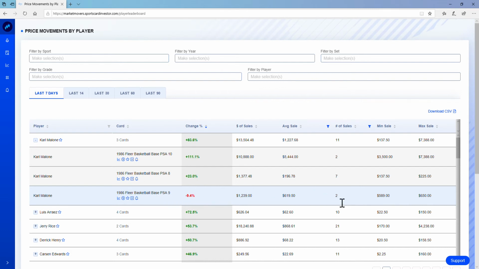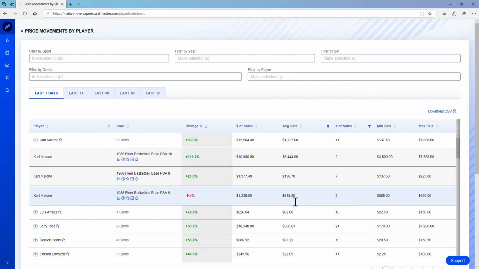There were two sales, and the average sale was $619. So that's really odd considering the PSA 10, the average sale was $5,444, because typically there is 3x or 3.4x between these two, and that doesn't add up. So if you can find that there's not anything funny like shill bidding or anything going on, this could be an awesome opportunity to buy a PSA 9.